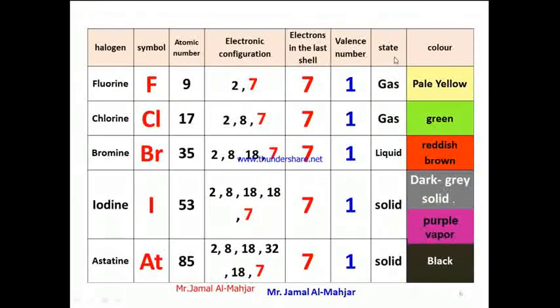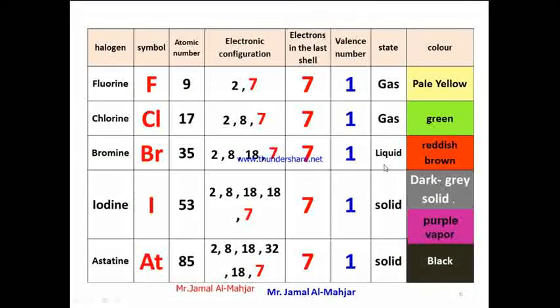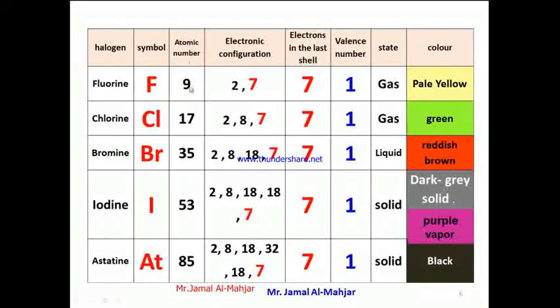Now what about the state? Look, yes, fluorine and chlorine are gases. When you go down, it changes to liquid. Then the iodine and the astatine are solids. So by increasing the atomic number, the state changes from gas to liquid to solid.